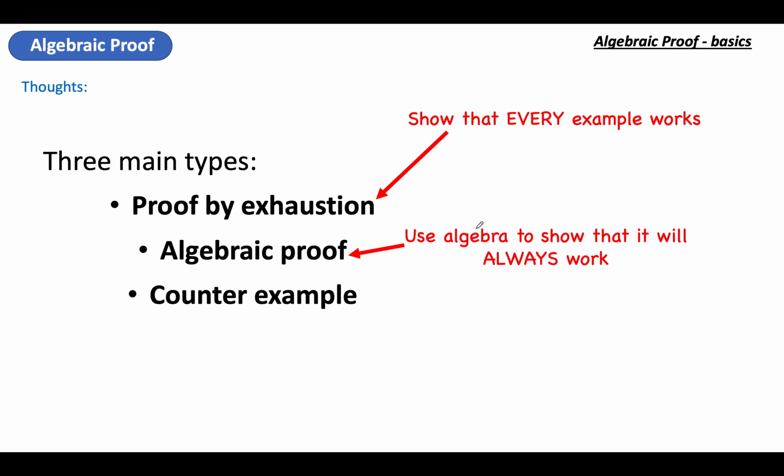Now, algebraic proof is the one we're going to use most of the time, and this is just using algebra pretty much instead of numbers to represent essentially any number, to show that some bit of maths will always work.